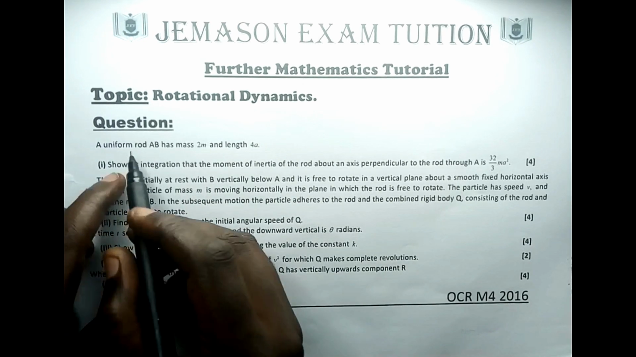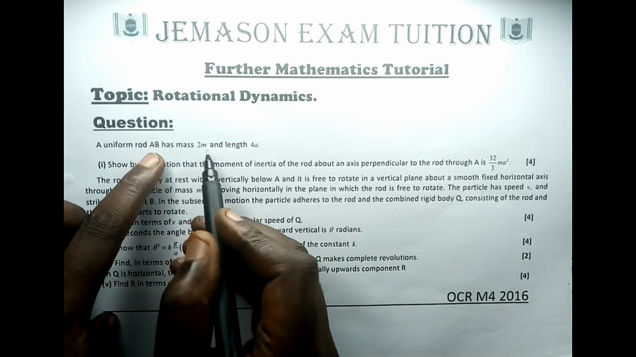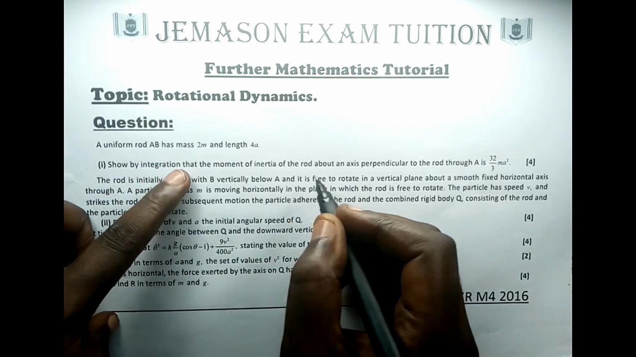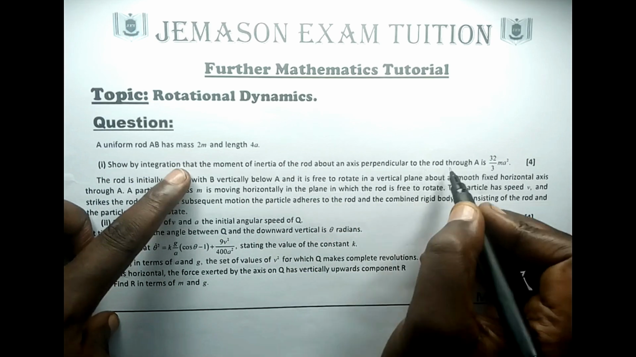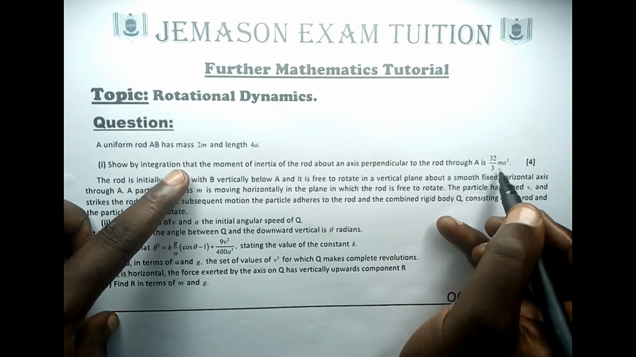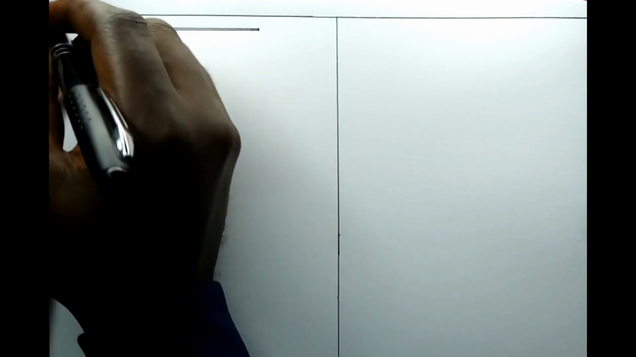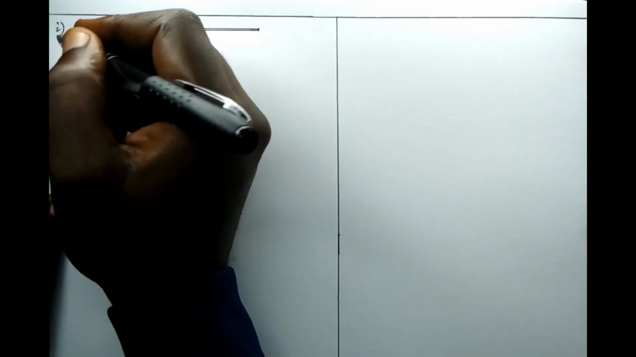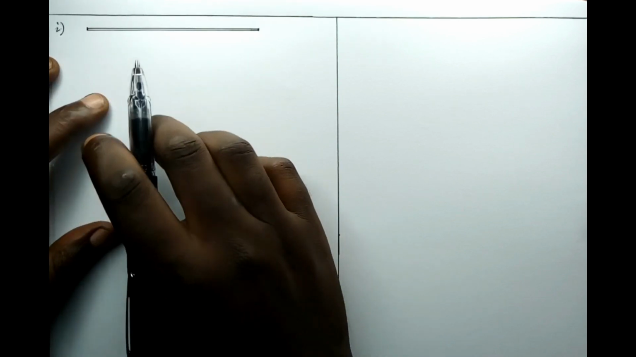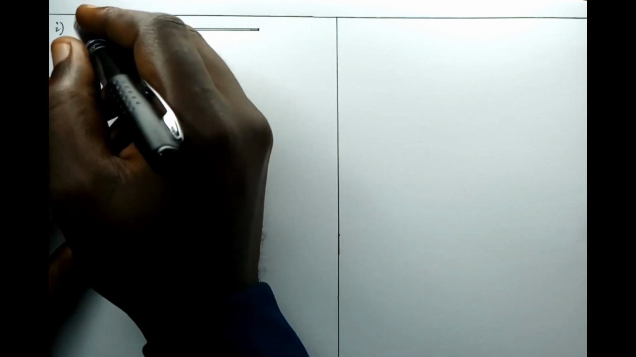So in the first part, we have a rod AB of mass 2m and length 4a, and we are required to show by integration that the moment of inertia of the rod about an axis through A, that is through one end, is 32/3 ma squared. Okay, in Roman 1, we are required to find the moment of inertia of the rod by integration. The rod is supposed to be AB.